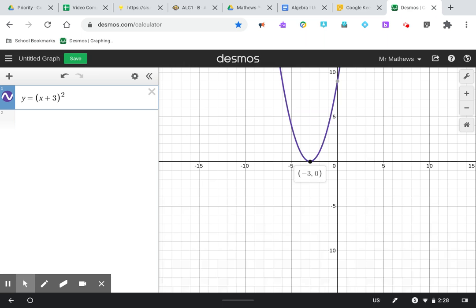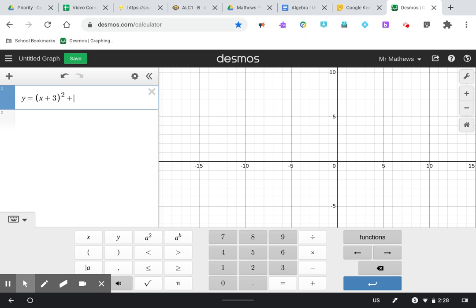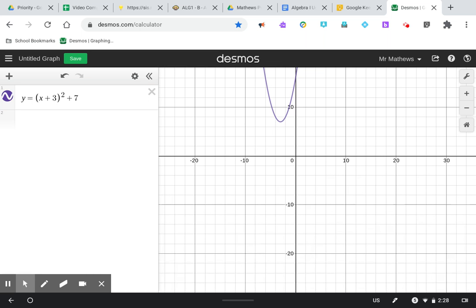And then, of course, we could have graphs that have no solutions. I'm just going to add 7 to that, and you can see that this graph doesn't ever come down and cross the x-axis. It doesn't ever get there, so it doesn't have any roots. So those are our three possibilities. And so you can see how the Desmos system will help us do this.